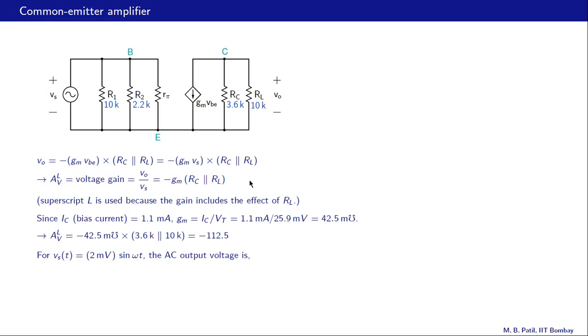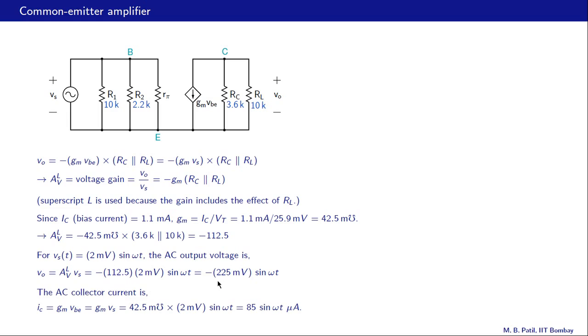Let us now calculate the output voltage for an input voltage of 2 millivolts sin omega t. So this 2 millivolts is the amplitude of the sinusoidal input voltage. Vo is AVL times Vs. AVL we already know, minus 112.5 times Vs, which is right here. So that turns out to be minus 225 millivolts times sin omega t. So the input amplitude is 2 millivolts, the output amplitude is 225 millivolts. So definitely much larger than the input voltage.